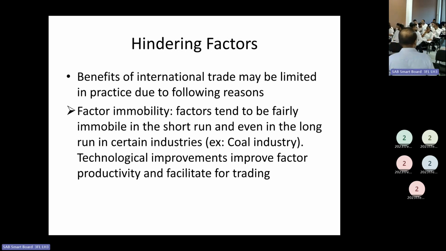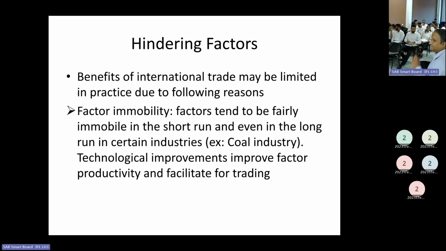Now we have highlighted all these things: countries engage in trade. That's why we identified international trade as an engine of growth, promoting growth. But practically there are some factors, some barriers. In practice, we can identify those things.